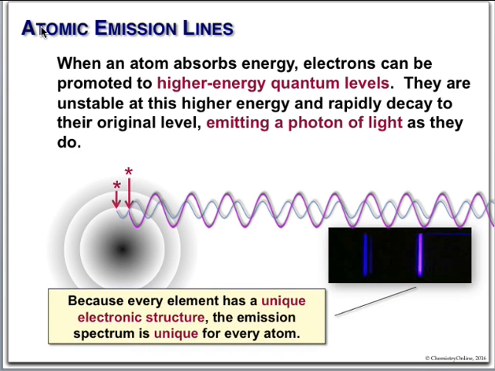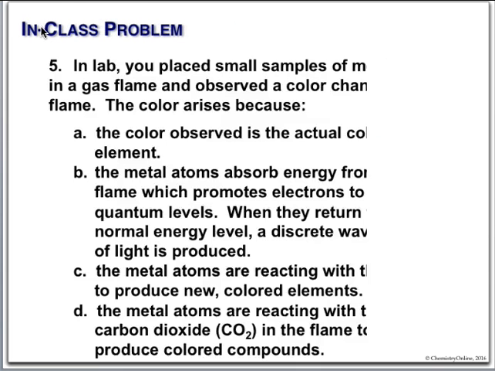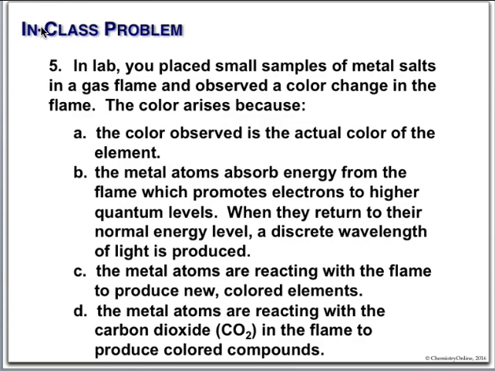We have two electrons that I showed here. Therefore, we get two discrete wavelengths of light, a purple and a blue. And the wavelength is dependent upon how high it goes up and then falls down. So going back to our question, the only one that makes sense is B here. Metal ions absorb energy, promotes them to a higher quantum level. When they return, a discrete wavelength is produced.